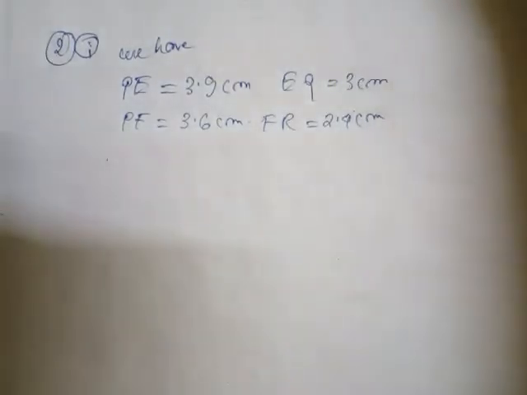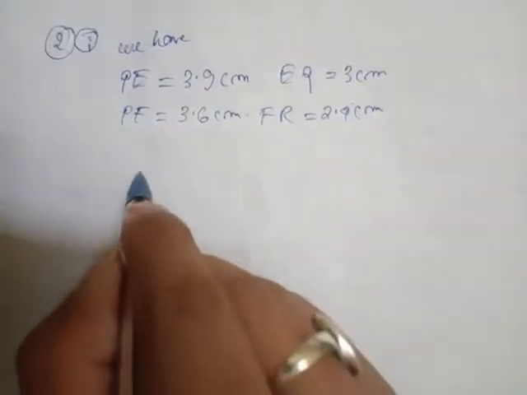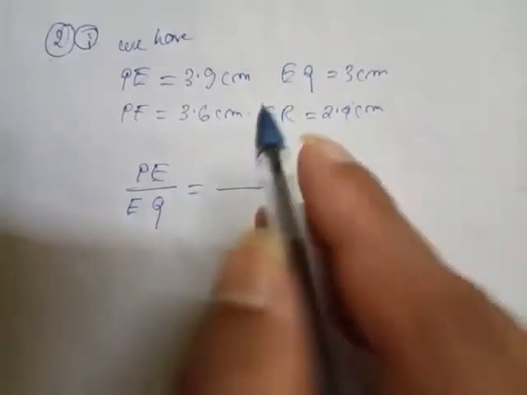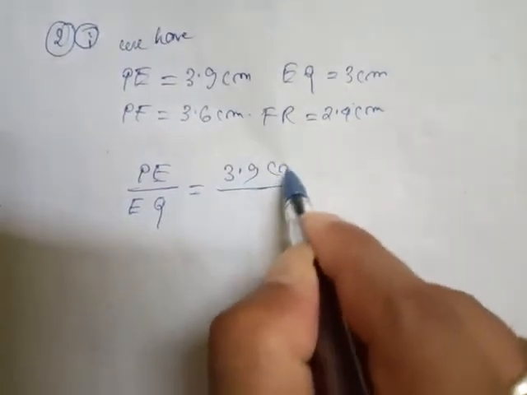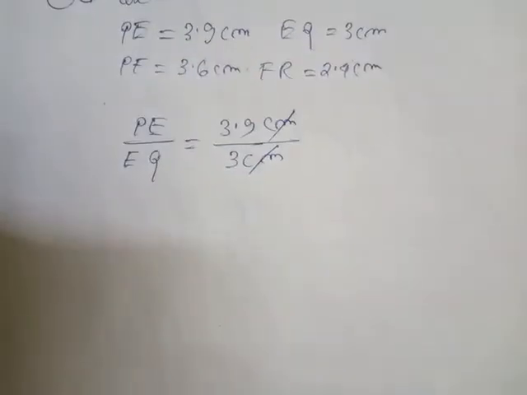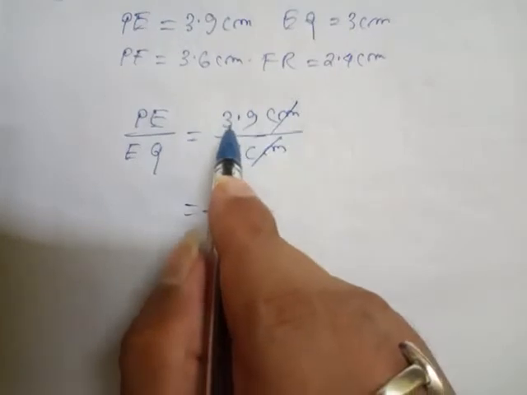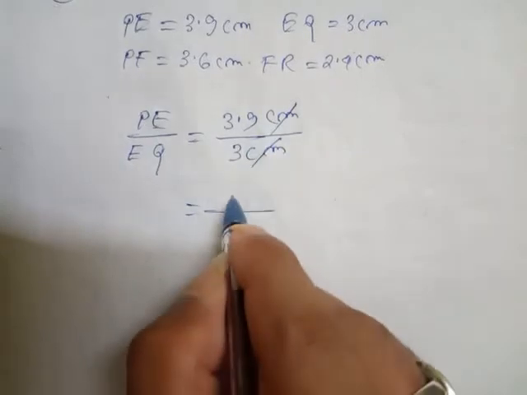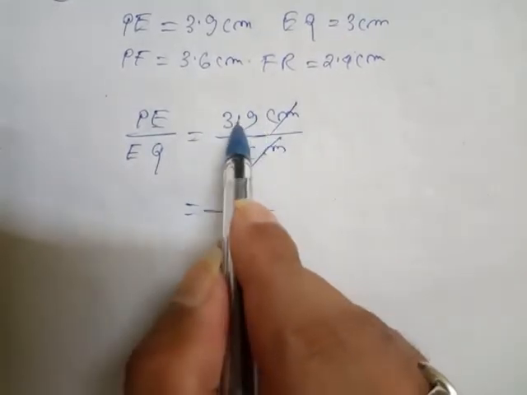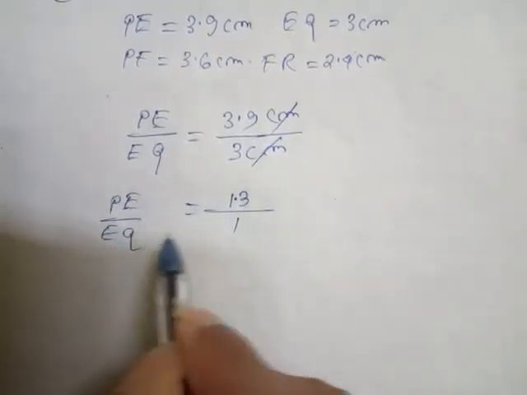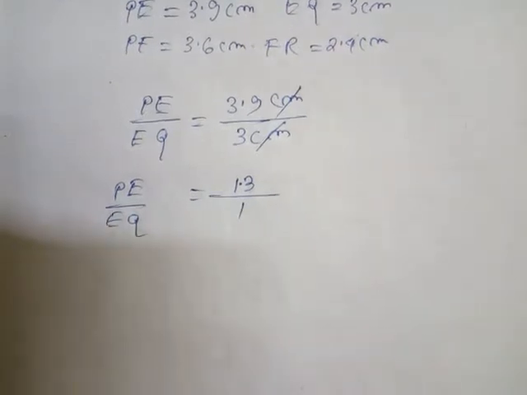Now look how to solve this part. Now we'll do PE by EQ. What is the value here? PE by EQ is 3.9 cm by 3 centimeter. Cm and cm cancel. Now look here, the answer will be 3.9 and 3. If you think of it as 39 by 3, the answer will be 13 by 1. Now since there is a decimal point, it is 1.3. So PE by EQ equal to 1.3.